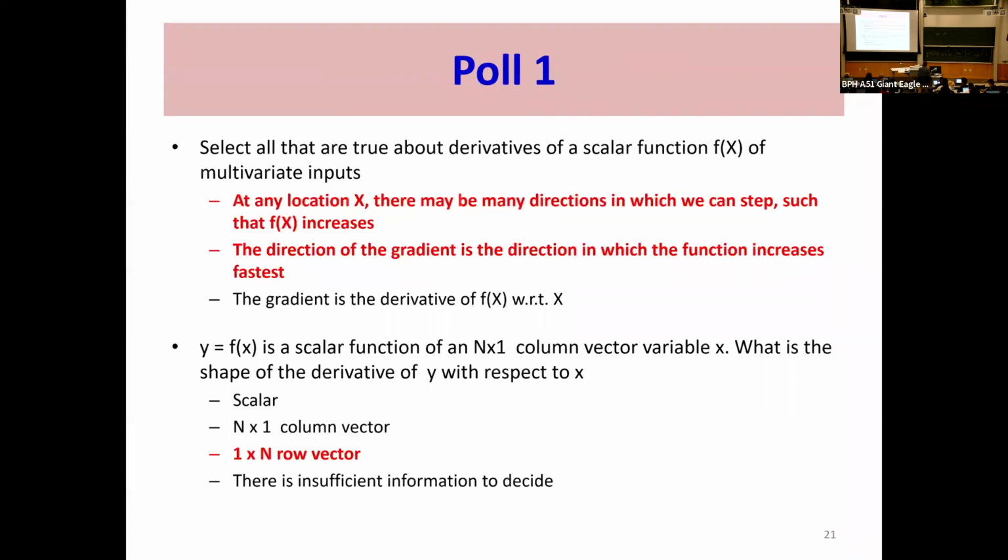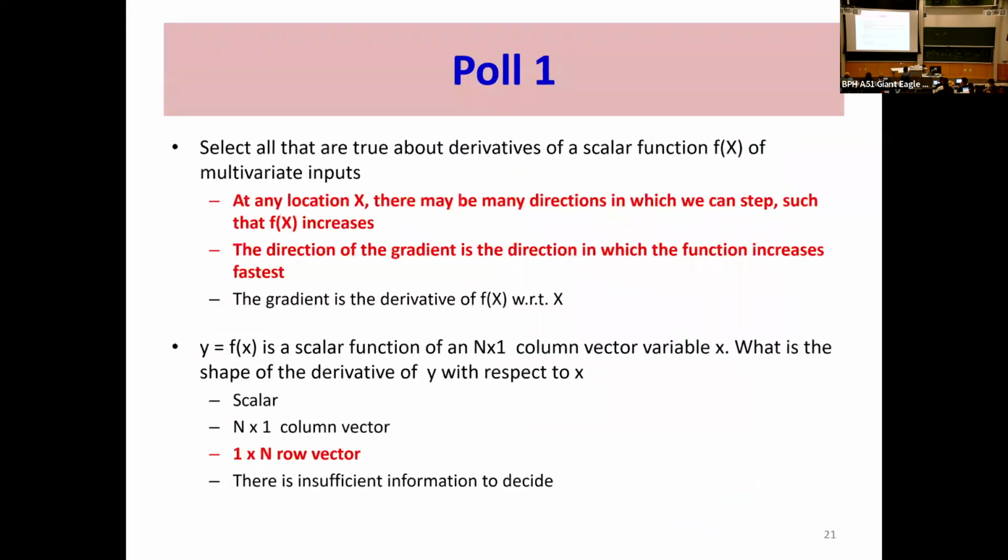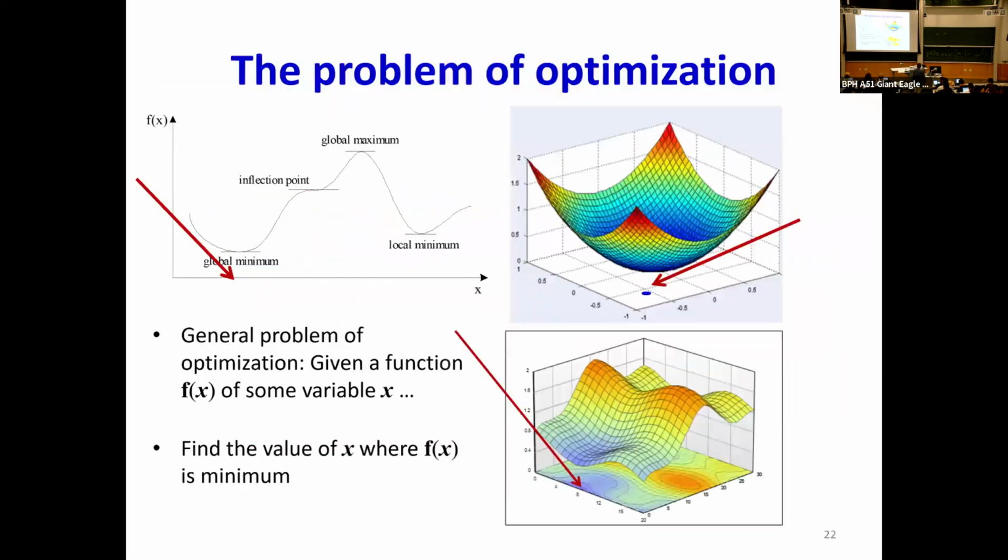Okay, perfect. So now the problem of optimization. I've given you a function. So the gradient is the transpose of the derivative. Remember how we defined it? The gradient is in the same dimensionality as the input. The derivative is the multiplier. It's got to be the row vector, right?